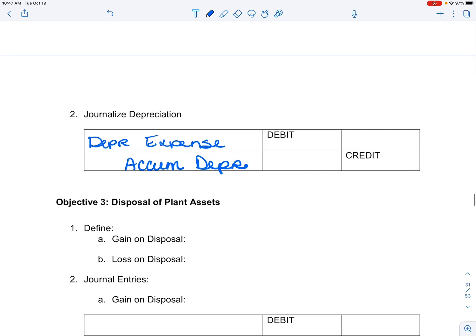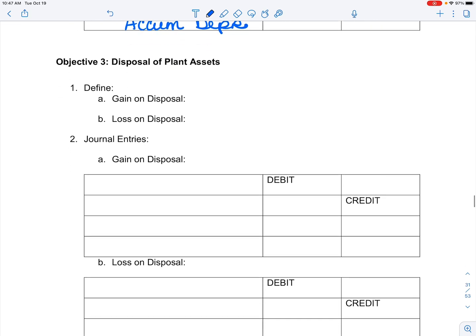Now, disposing of assets when we're done using them can create a gain or a loss. You have to understand the book value of an asset to understand if it's a gain or a loss on what you're getting. So to determine this, you're going to compare the cash you get versus the book value. And that will determine whether you have a gain or a loss. If your cash is higher than your book value, you have a gain. If the cash you get is lower than your book value, you're going to have a loss.